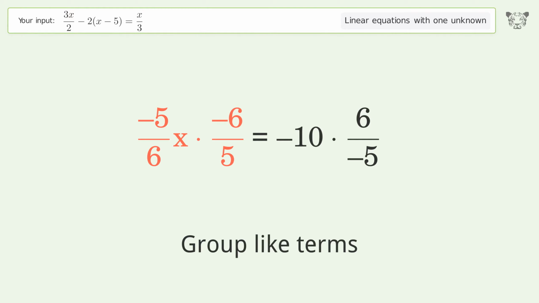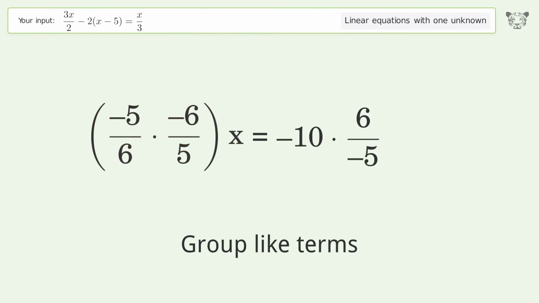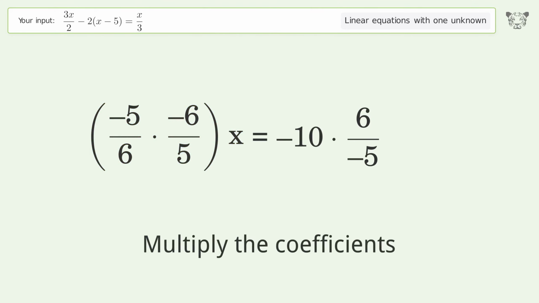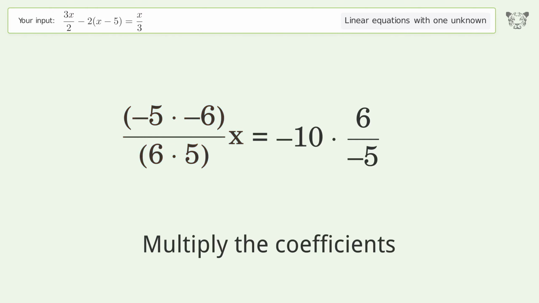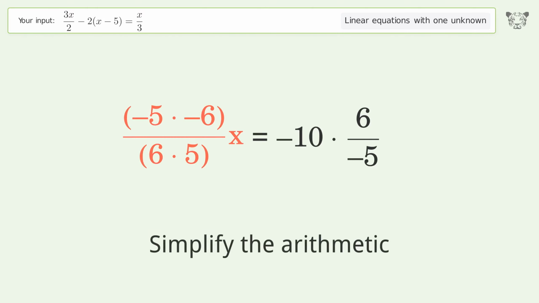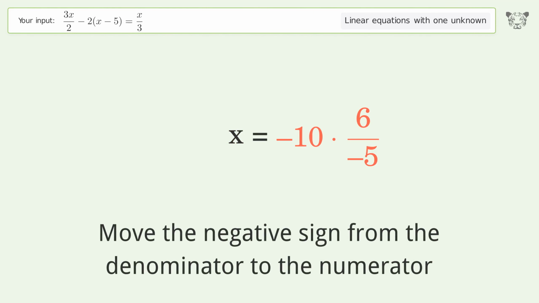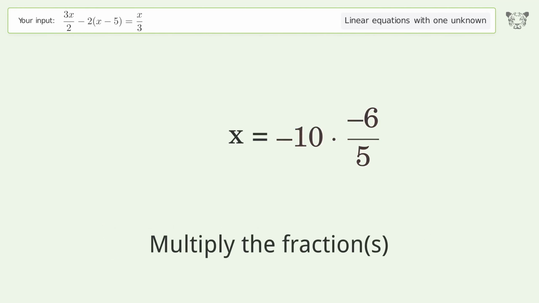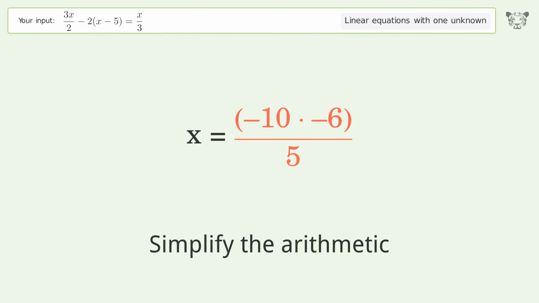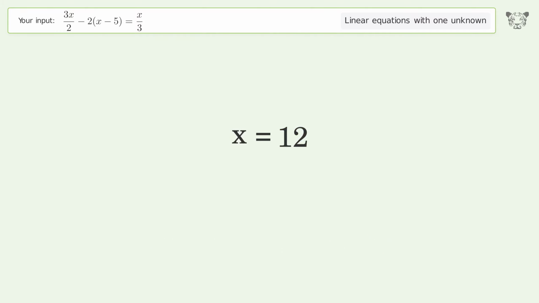Group like terms. Multiply the coefficients. Simplify the arithmetic. Move the negative sign from the denominator to the numerator. Multiply the fractions. Simplify the arithmetic. And so the final result is x equals 12.